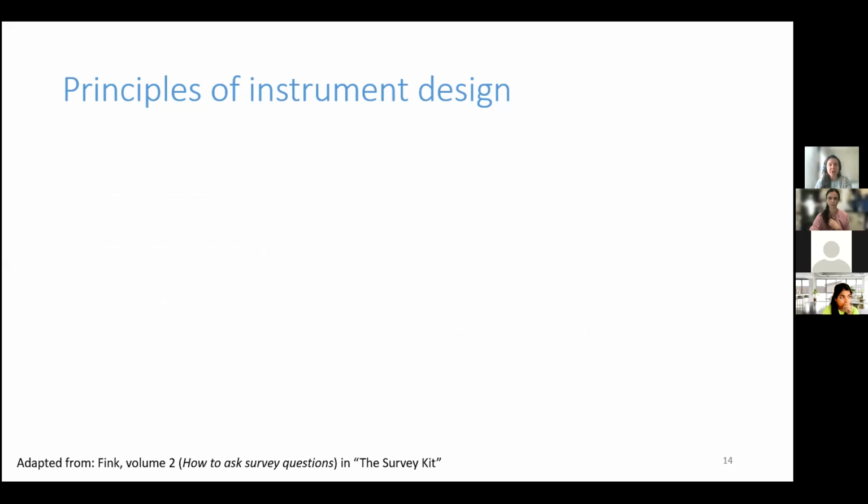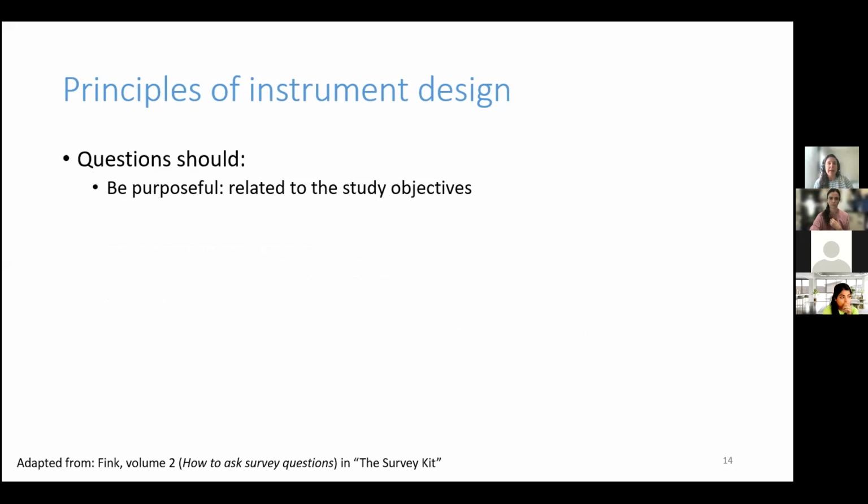So the first is being purposeful. Your questions, this sounds maybe obvious, but they should really relate to the study objectives. It's often tempting, if you have someone in front of you and you're already asking them a bunch of questions, to ask them some other stuff because you have their attention and you've built rapport and they're there.